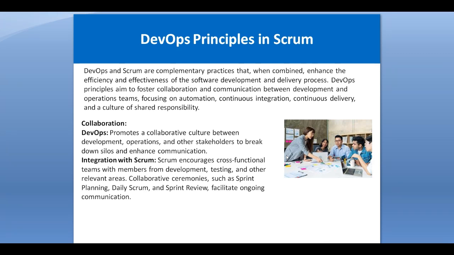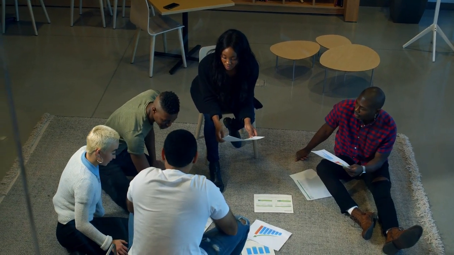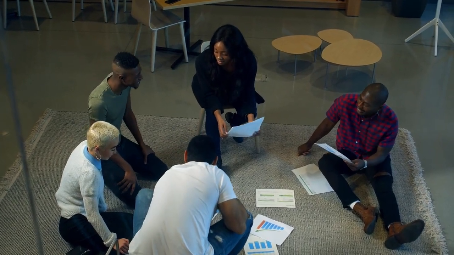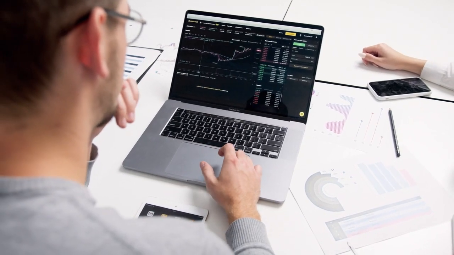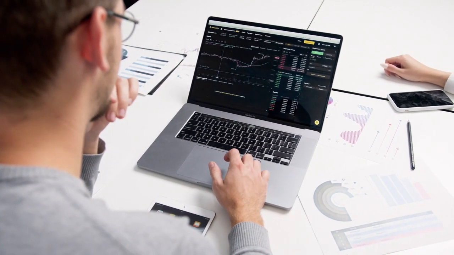Today we shall discuss the topic of DevOps principles in the Scrum framework. Friends, today's topic is very interesting, especially if you have an interest in project management, the Scrum framework, software development and operations. So let's start, friends. First of all, we have to understand what Scrum actually is.